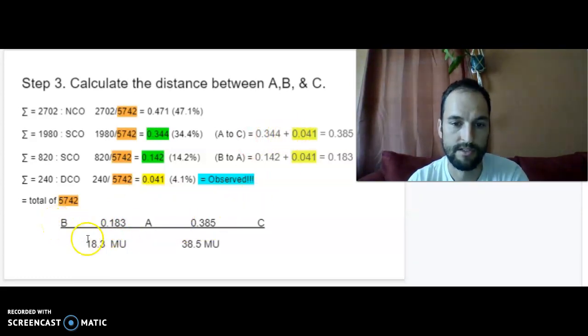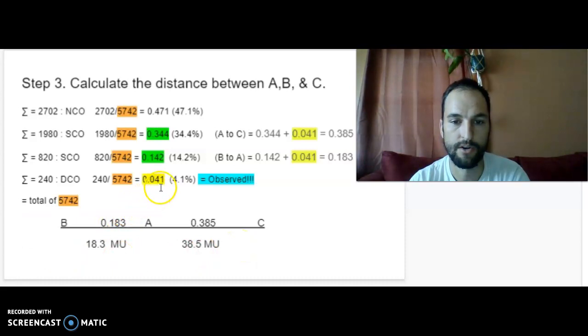And so you can see below, I changed it from the percentages, which is what helps us keep track. This is not 0.183 map units, this is 18.3 map units. I've just moved the decimal place over 2 spots to give us map units. So from B to A is 18.3, from A to C is 38.5.